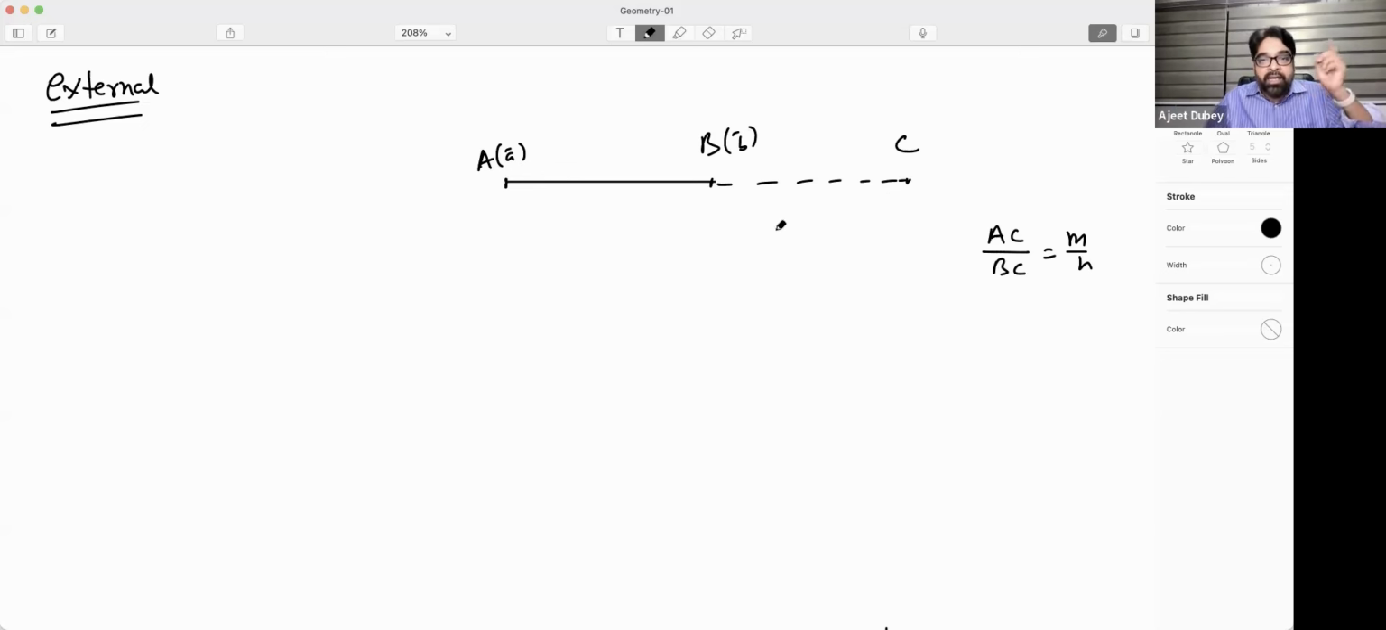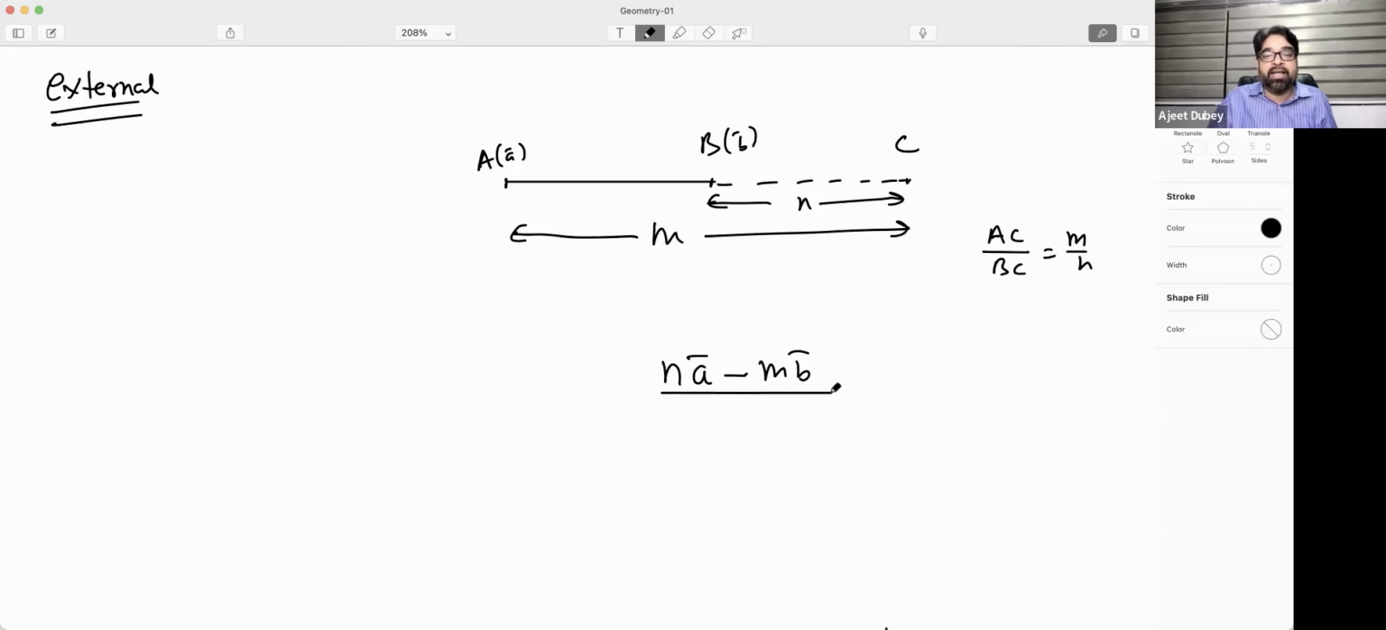The way to remember: m is attached with A. This is the m. Don't get confused, it's not length. And this is your n. So it's m by n. m is attached with A, so m will multiply with B. n is attached with B, so n will multiply with A. So we'll say n a minus m b, divided by n minus m. Whatever, this minus this. Sir, we will not write m vector b minus n vector a?